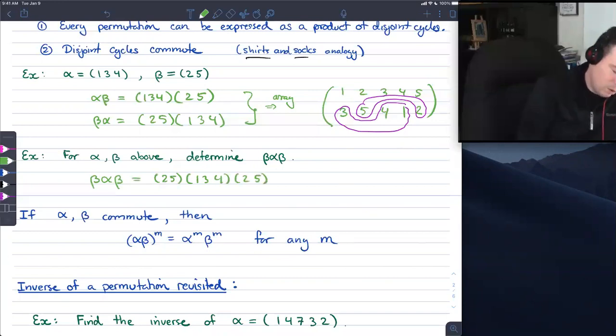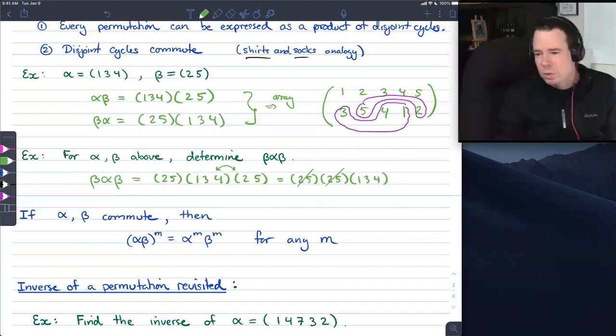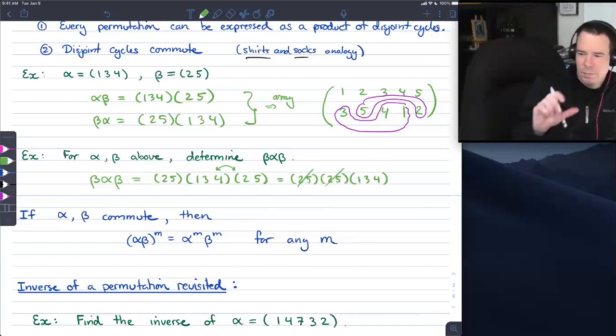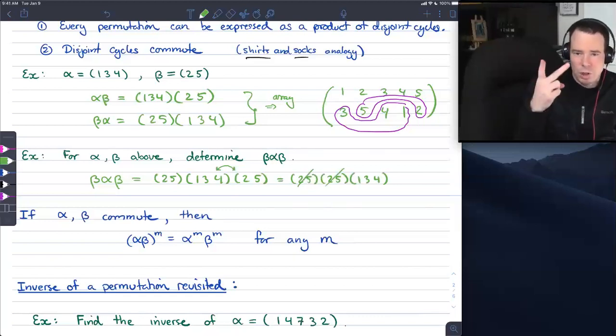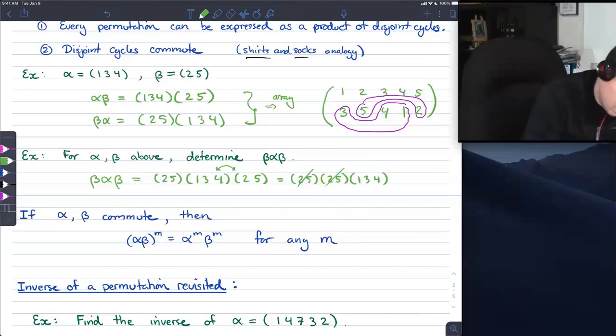But the observation is that we know that these are disjoint cycles, so they commute with each other. So I could write them in the opposite order and it wouldn't make a difference. We'd get the same result. And now I have a 2 cycle multiplied by another 2 cycle. So I have a permutation 2, 5, switching 2, 5. And then the next permutation just switches them back. So these together multiply to give us the identity. That's why I've canceled them out. So this works out to be alpha in this case.